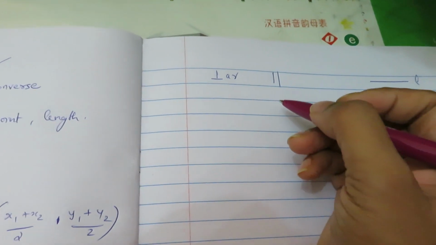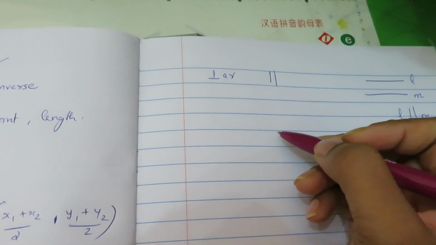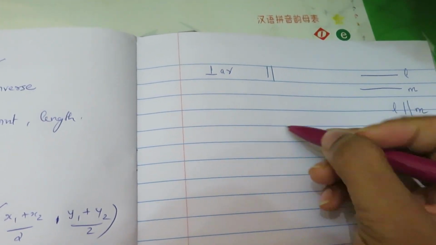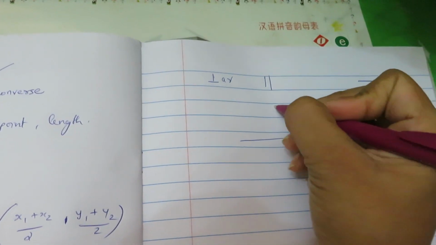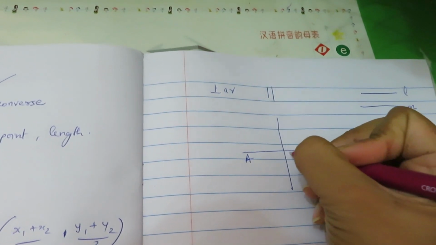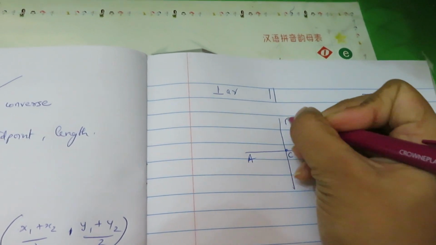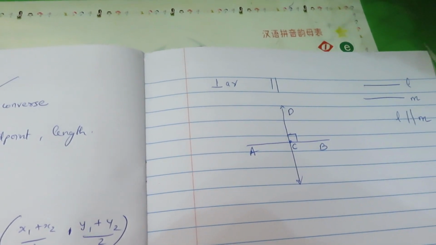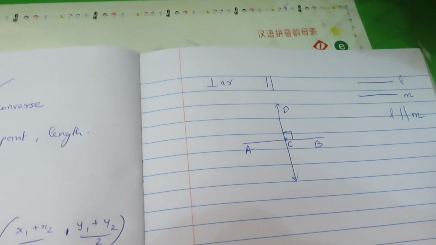So what is a theorem? A theorem is just a statement that I give without any evidence. So I'm just telling you a statement right now. What is the statement that I'm giving you? I have a line segment AB and this particular line CD is perpendicular to AB. Whenever it's perpendicular, I say that it forms a 90 degree angle over here.